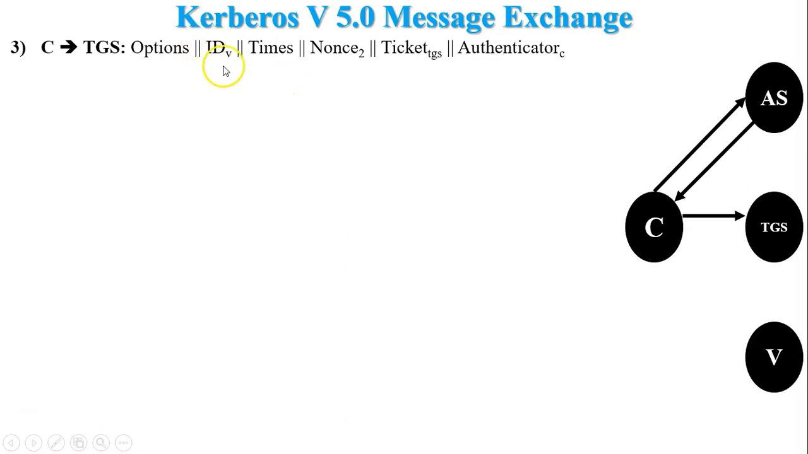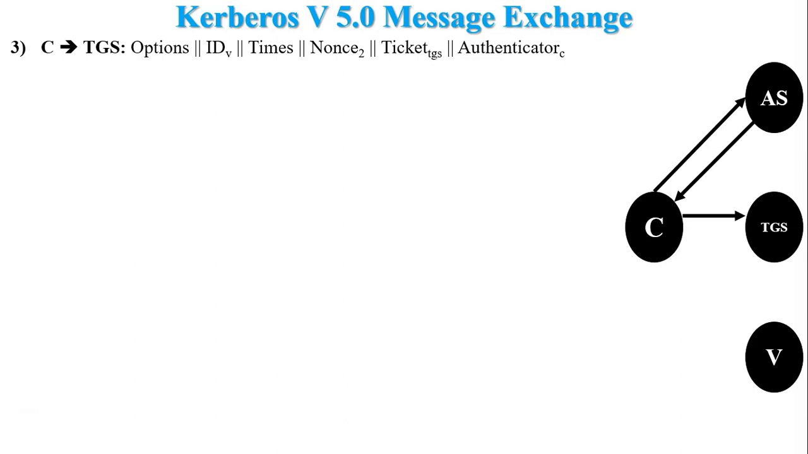The second value is IDV. It indicates the identity of server V. So here there is one question: why will the client send the server's identity to the ticket granting server? Because the client wants a ticket of server V to access the services from server V.